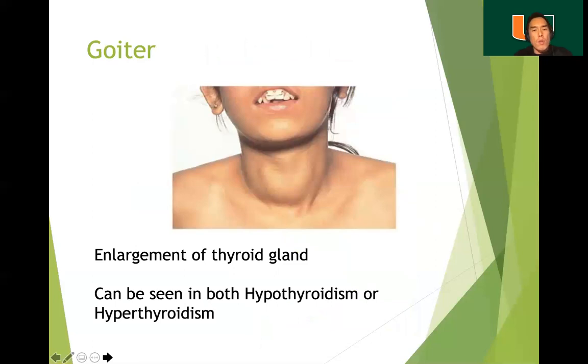Now, there's another term that you may have heard before. It's called goiter. I believe most people have heard of this term. Goiter is actually the enlargement of the thyroid gland. It doesn't tell you hypothyroidism or hyperthyroidism. It can be seen in both. You could see goiter in Hashimoto thyroiditis or in Graves' disease. It's just telling you that the thyroid gland is enlarged.